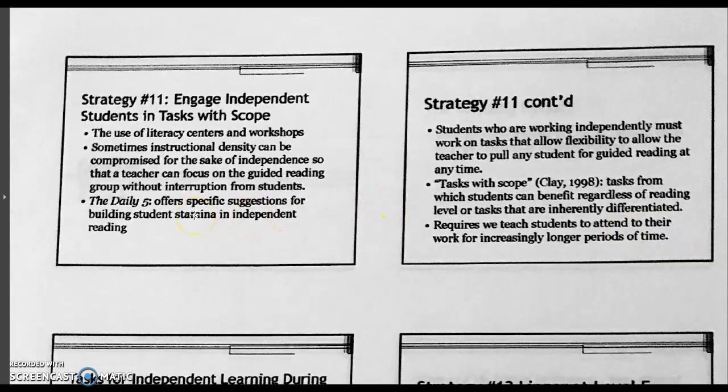Strategy 11 talks about engaging independent students in tasks with scope. So when you're thinking about your 2-week plan, and the part of your 2-week plan where you are thinking about your lessons, one part of it is thinking about, well, what are the independent students going to be doing while I'm meeting with these small reading groups during independent work time?